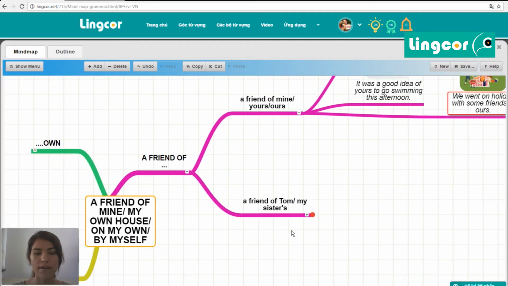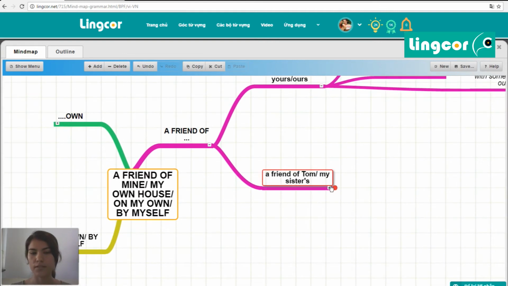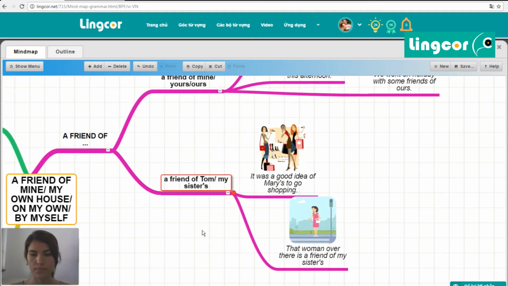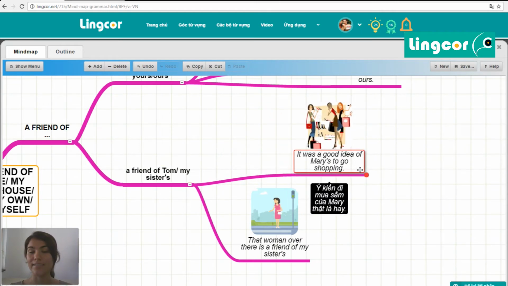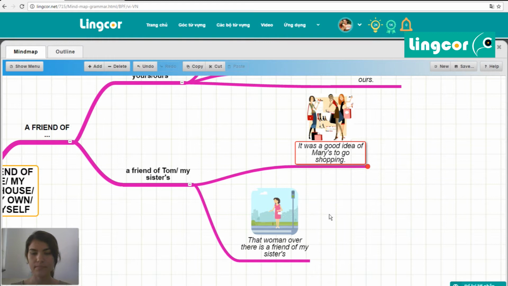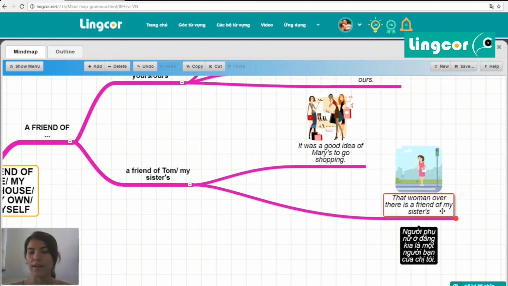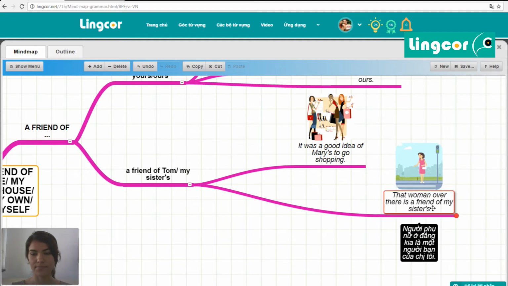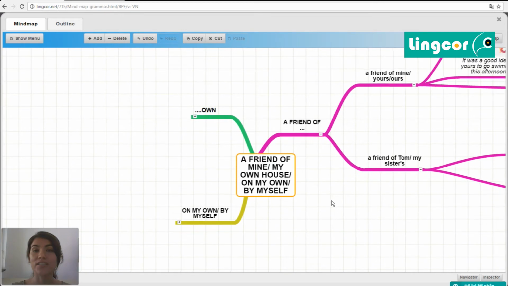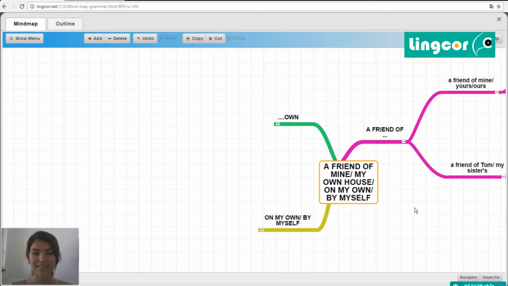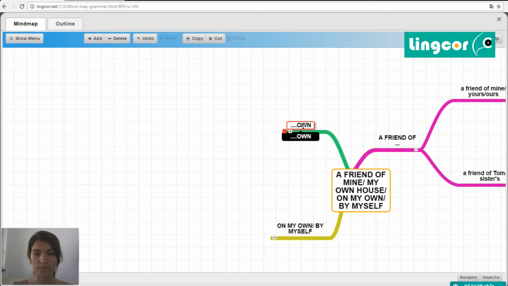Let's look at a friend of Tom and my sister's. It was a good idea of Mary's to go shopping. And that woman over there is a friend of my sister's. As you can see here, you can use of my sister's after a friend. Okay, so that was using a friend of, and now let's go to own.